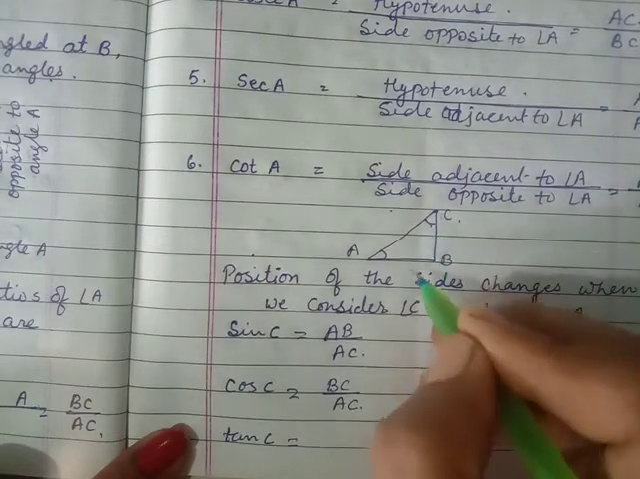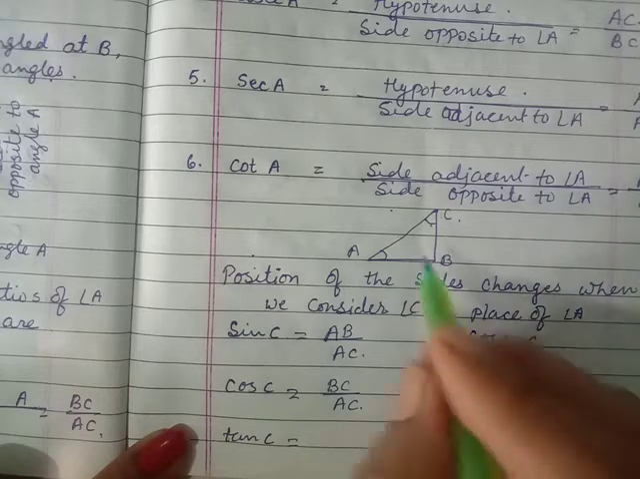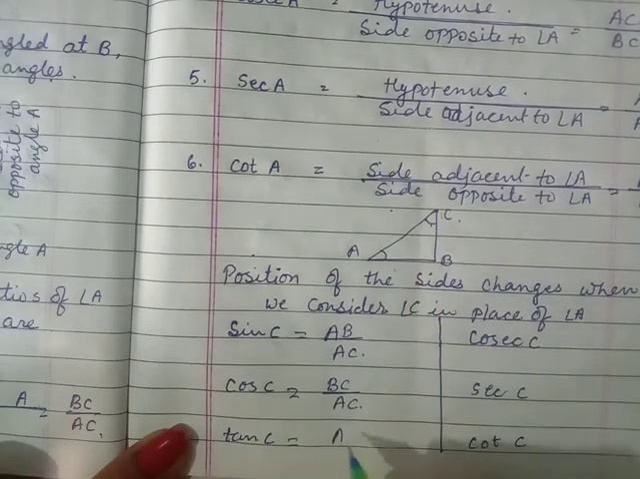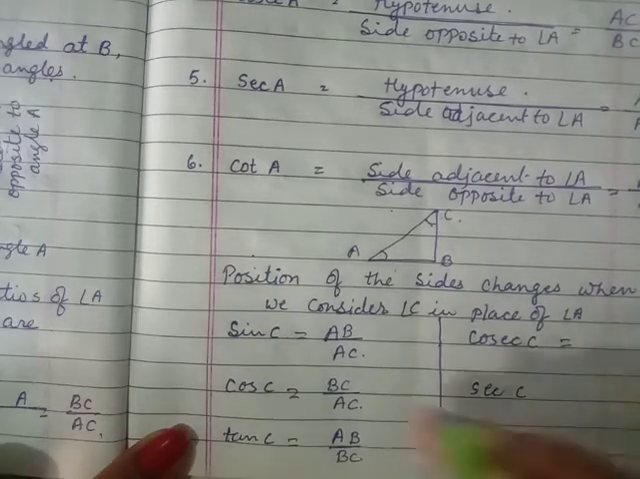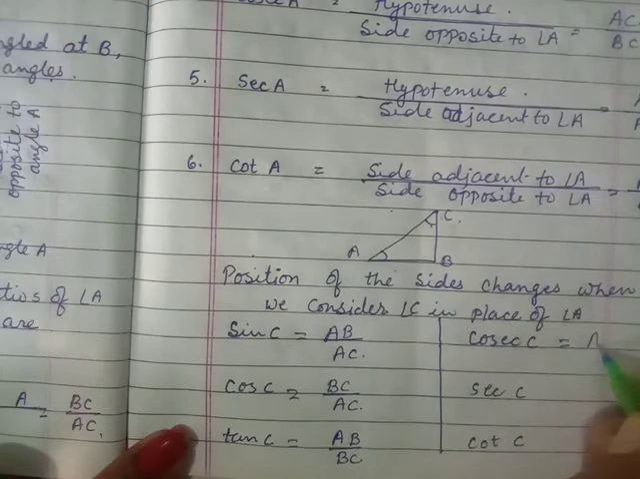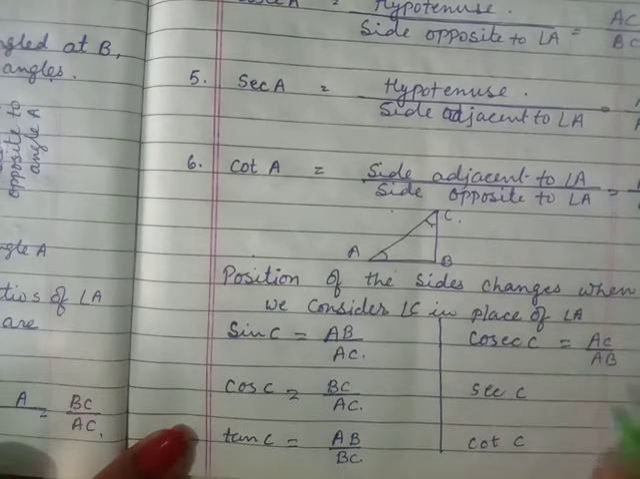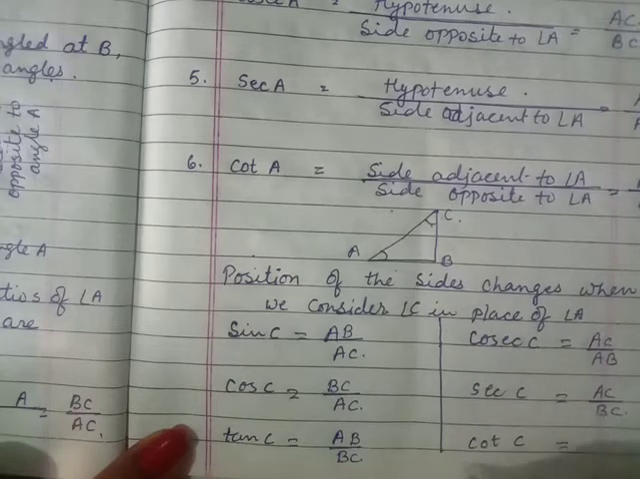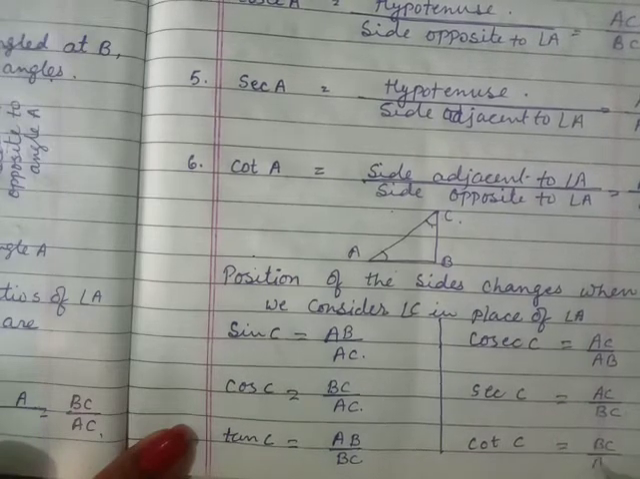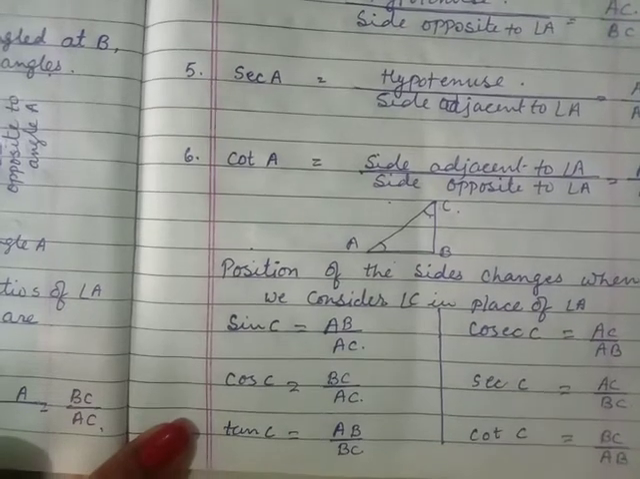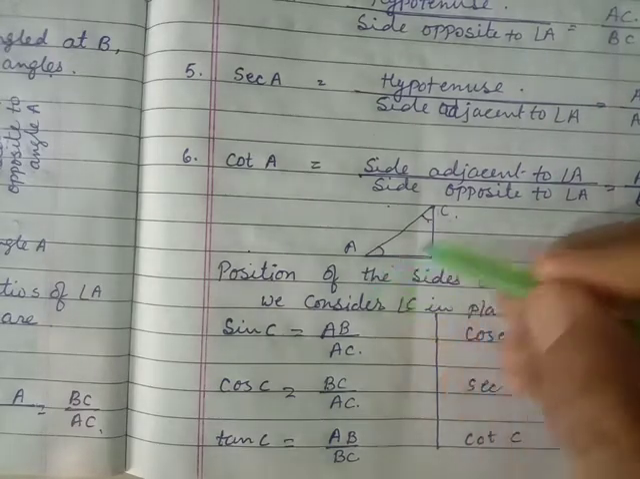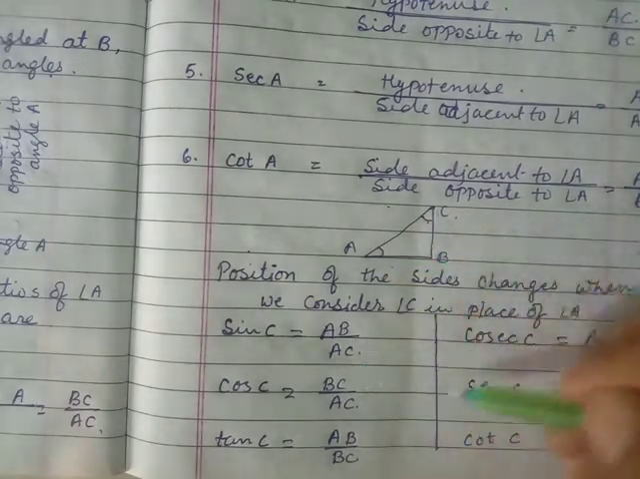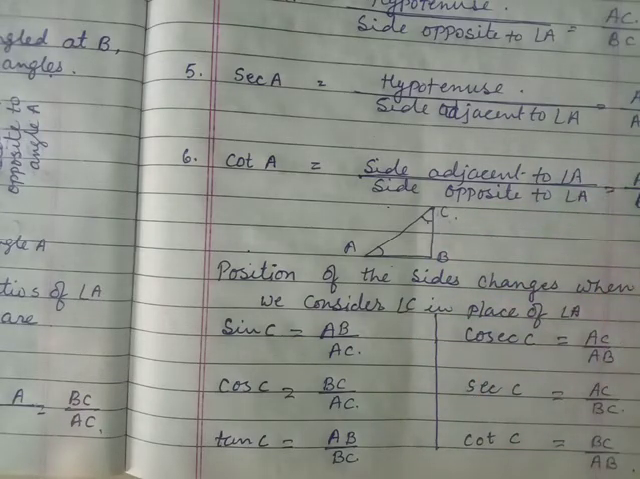Tan C is the side opposite to angle C. This side is opposite to angle C: AB upon BC. Cosec is the reciprocal of sine, so simply you can write AC upon AB. Sec C is AC upon BC. And cot C is BC upon AB. So this is very simple. You have to be very careful while writing the angle, because trigonometry is based on angles only.